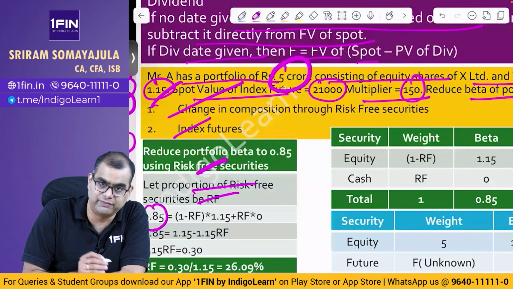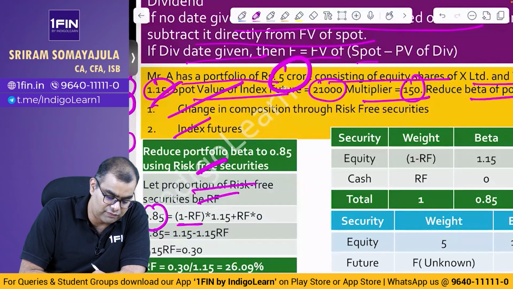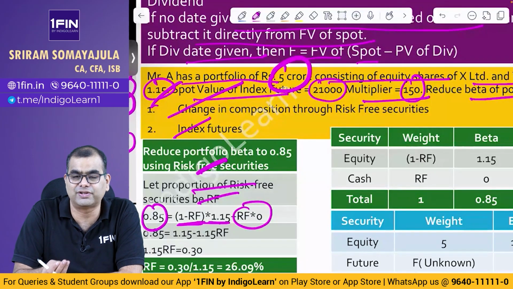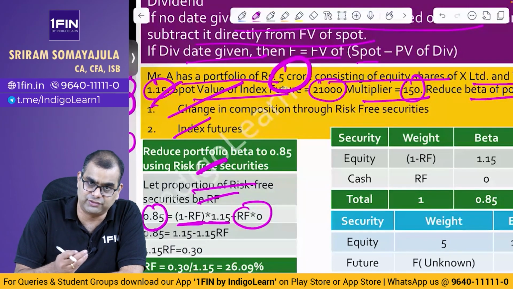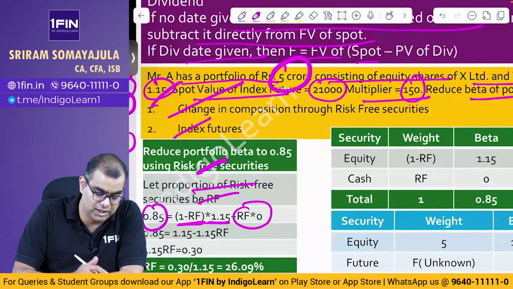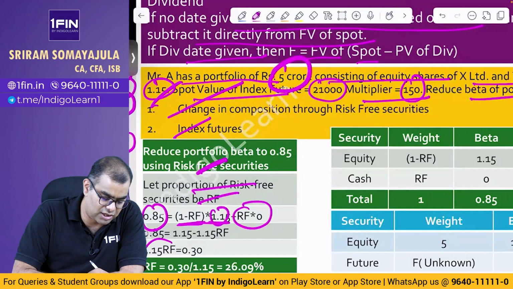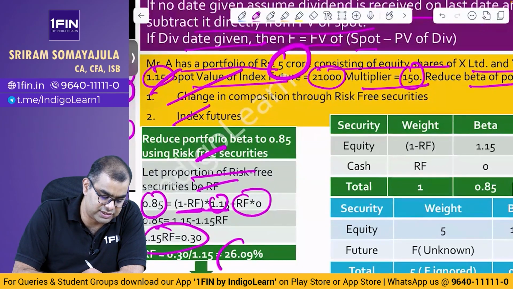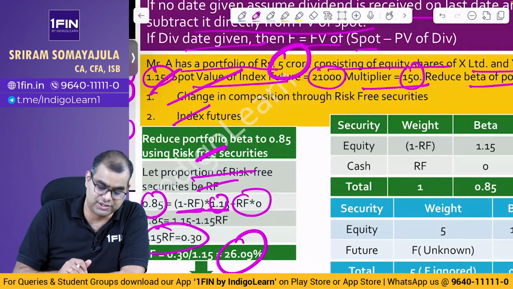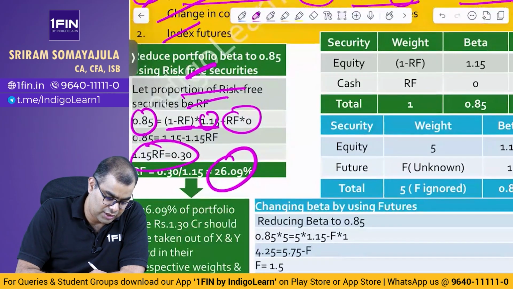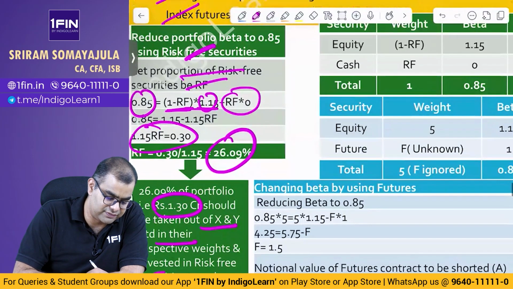So 0.85, the weighted average beta, is equal to 1 minus risk free into 1.15 plus risk free into 0. That is the weight of risk free into beta of risk free, 0. Weight of non-risk free, which is 1 minus risk free weight, into 1.15. Solving both together, you'll get risk free as 26.09%. So in a portfolio of 5 crores, 1.3 crores should be taken out of X and Y in their respective weights and invested in risk free.